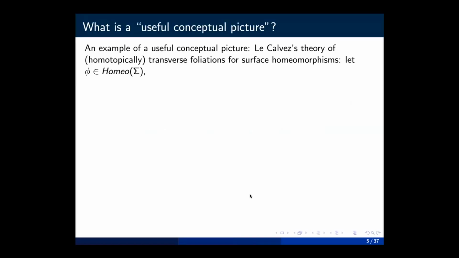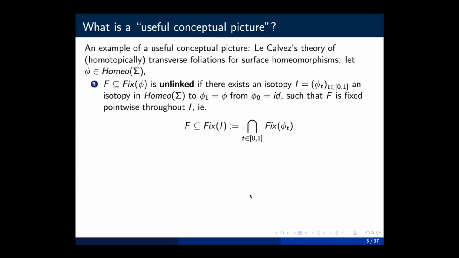Okay, let me come back to the scare-quoted term that I used at the beginning, a useful conceptual picture. I want to explain what I have in mind when I say a useful conceptual picture for thinking about Hamiltonian dynamics on surfaces. I want to use as a prototype Patrice Calvez's theory of homotopically transverse foliations for surface homeomorphisms. So if you have a surface homeomorphism, Calvez develops this theory, of which I want to explain the briefest parts.